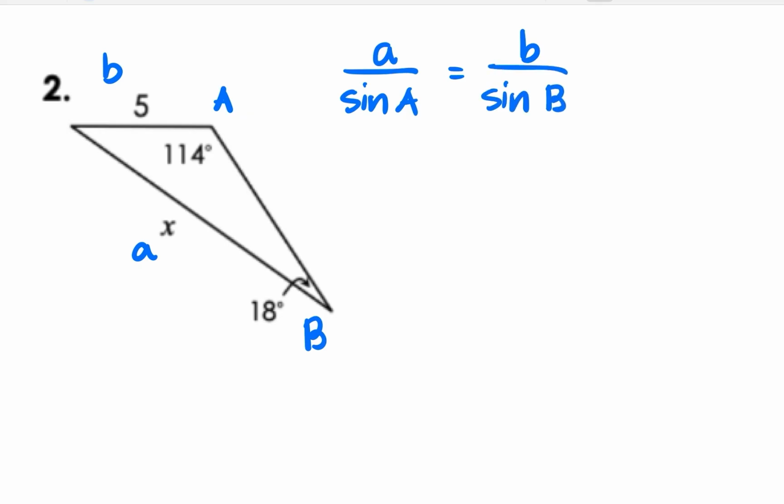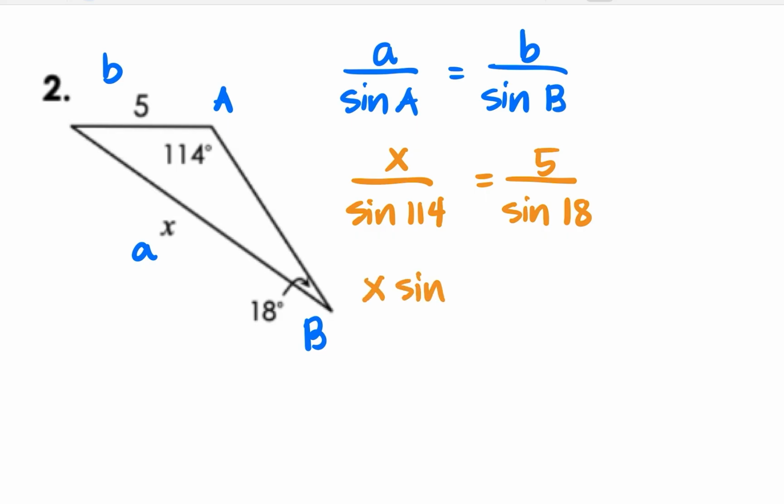Let's substitute. So small a is missing, over sine 114 equals 5 over sine B, which is 18. Angle B is 18. Cross multiply, we'll have x times sine 18 equals 5 times sine 114. And we're going to divide both sides by sine 18.